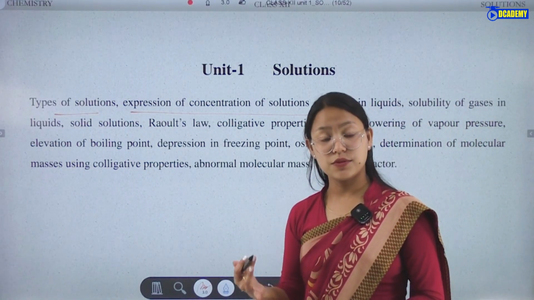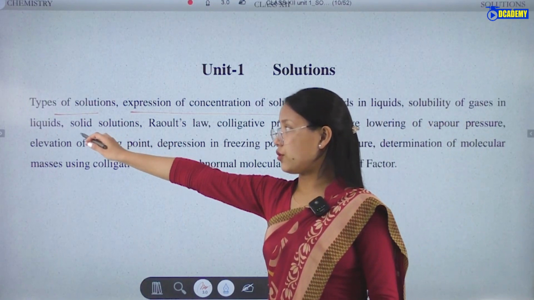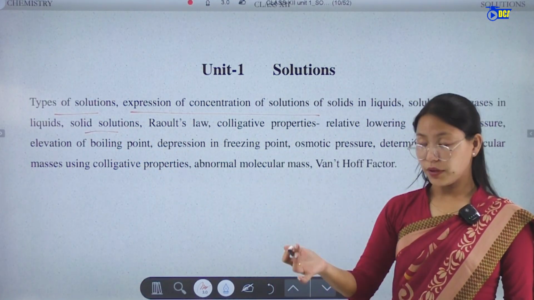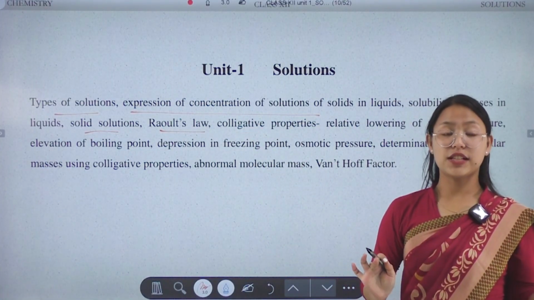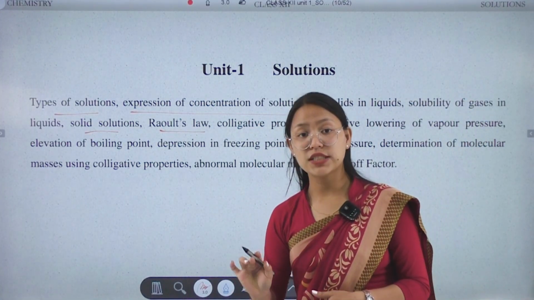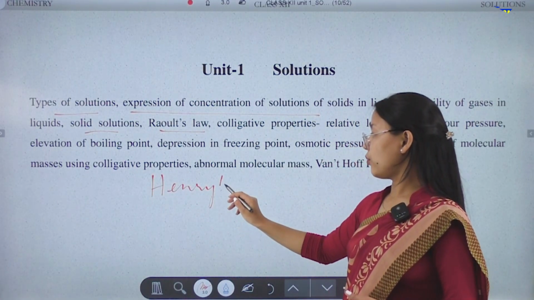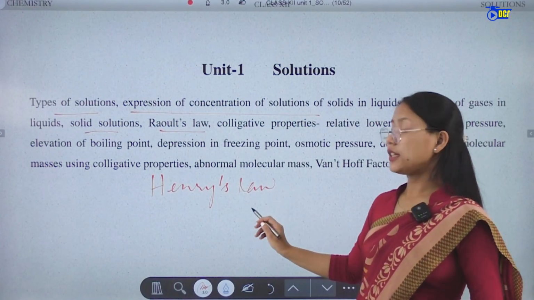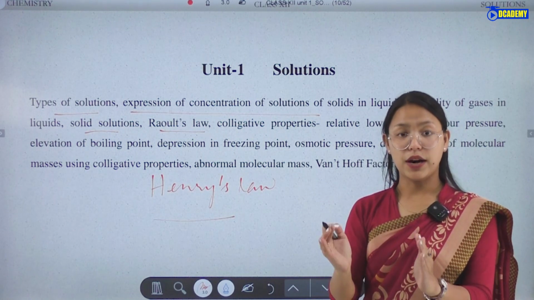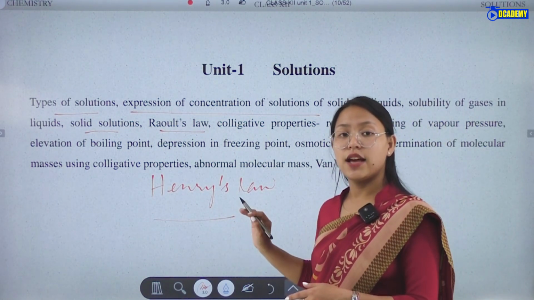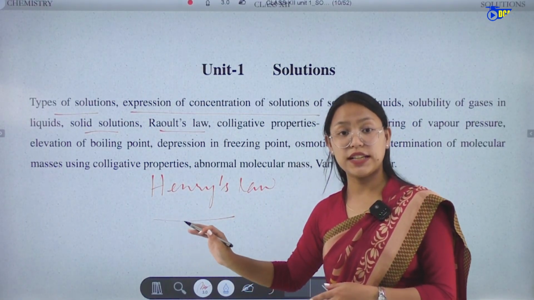Solution concentration terms, then liquid solution, solid solution, and Raoult's law. See, Raoult's law is very important. In the previous class also I mentioned that Raoult's law is very important, and also Henry's law. Then we will compare Raoult's law and Henry's law and see the connection between them.